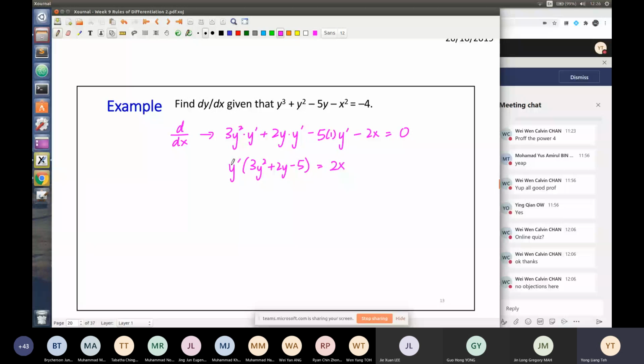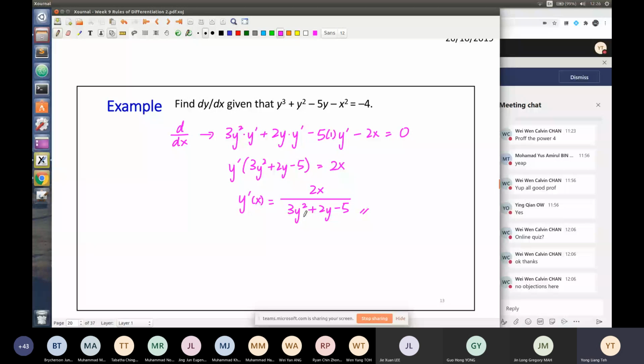So clearly, y prime of x is just giving me 2x over 3y squared plus 2y minus 5. Okay, so in implicit differentiation, it is common that your y prime expression actually contains y here. But this is actually no big deal because we can still compute.